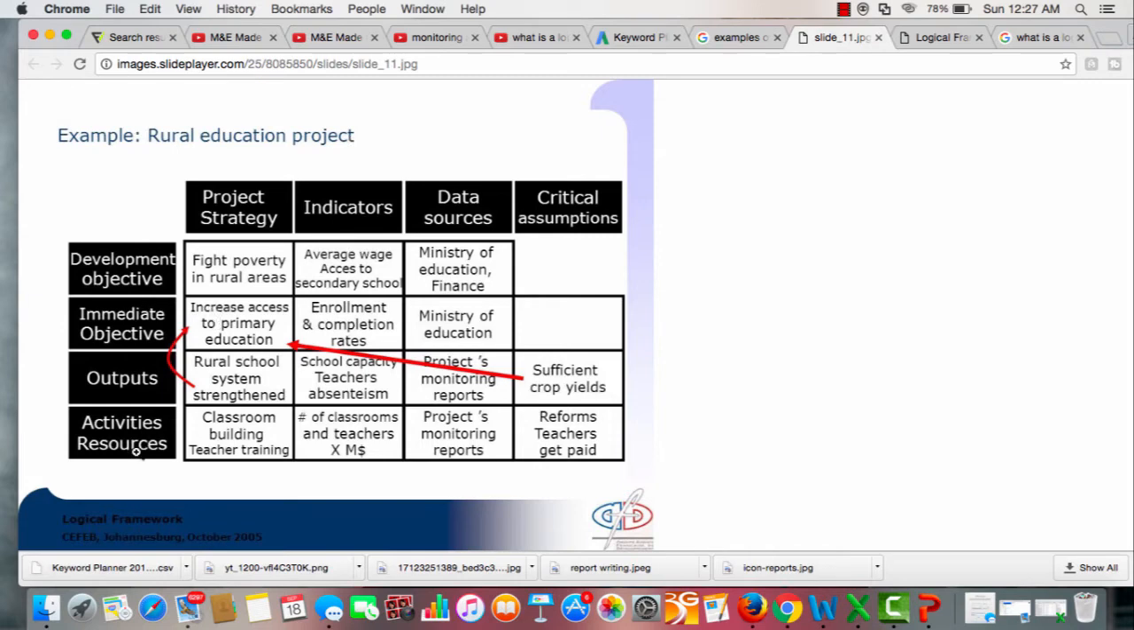Now, if you notice there, just where the cursor is pointing: activities, outputs, immediate objective, development objective. You discover that whatever is undertaken at the activities level will give you the outputs, or the product of what comes out of these activities. And the outputs in turn will give you the immediate objective. So in short, there needs to be some logical flow from this level up to the development objective. If there's no logical flow at these points, then you cannot qualify this as a log frame.